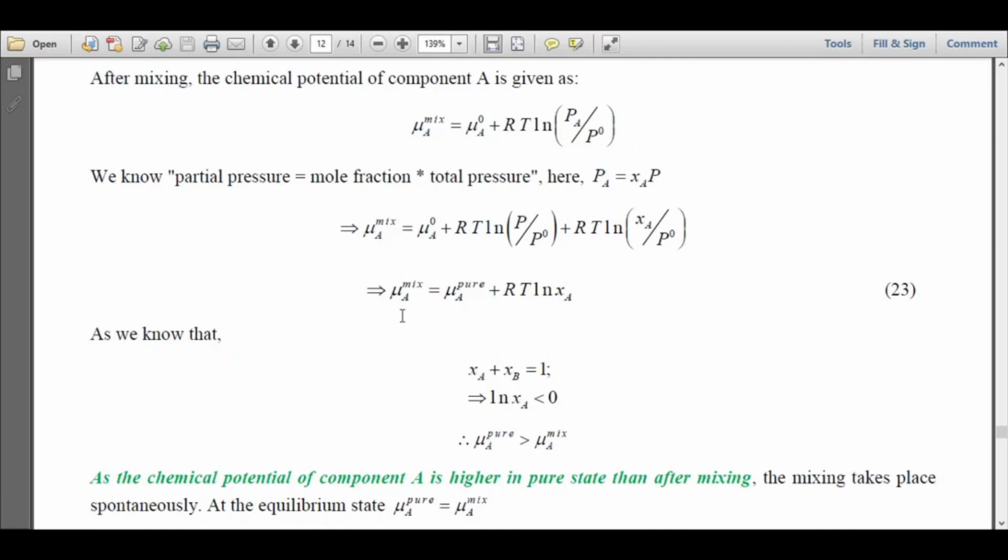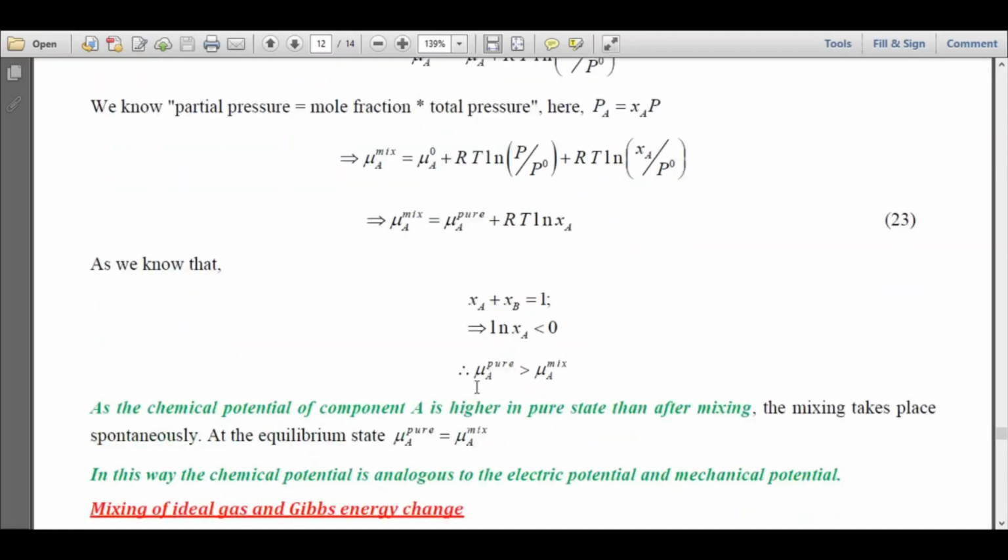Now what does it state? The chemical potential of gas A in the mixed state is equal to the chemical potential of pure gas A minus some negative term. So I can say the chemical potential of pure gas A is greater than the chemical potential of mixed gas A. So this is the driving force for the mixing. It means gas A was at a higher chemical potential before mixing, and after mixing the chemical potential of gas A decreases, and that is the driving force which drives the gases to mix. When the mixing takes place, an equilibrium state is achieved, and at the equilibrium state the chemical potentials, in the pure state and the mixed state, become equal for any component of the system.